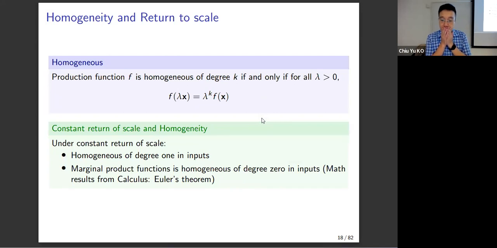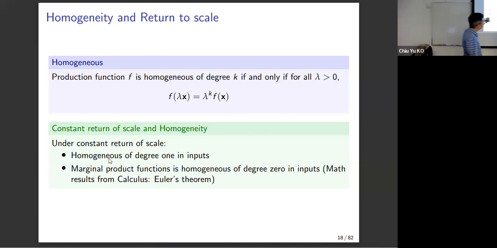Now, here, I want to talk about homogeneous. I think you learned it in the math camp, but this is the definition in the math. It's called homogeneous of degree k, which means that if you take a lambda factor to the input, you get lambda raised to the power k on the output. Okay? And if constant returns to scale, that means that the k is 1, right? Double the input, double the output.